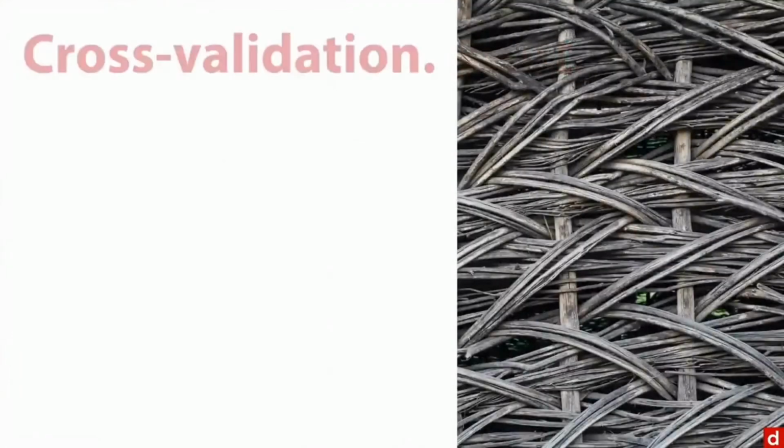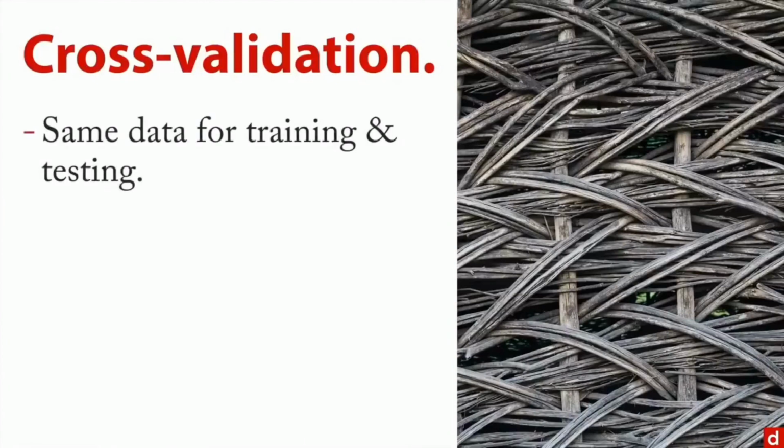Finally, I'll just mention one more, and that's cross-validation. This is when you use the same data for both training and for testing or validating. There's several different versions of it, and the idea is you're not using all the data at once, but you're kind of cycling through and weaving the results together.